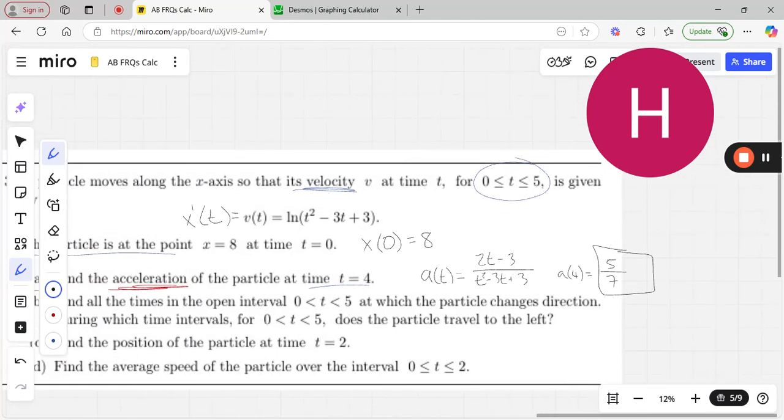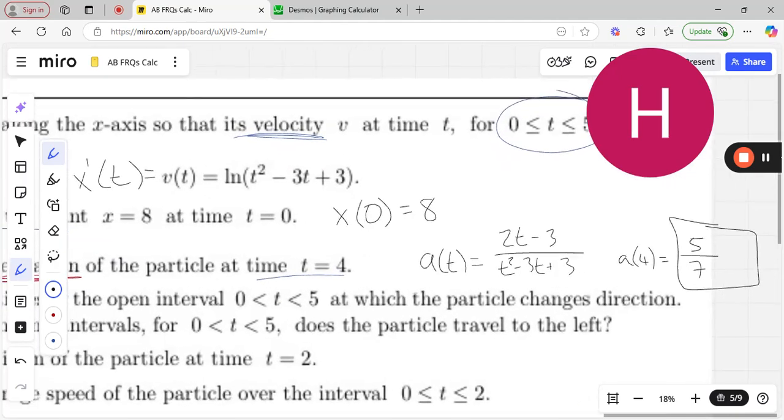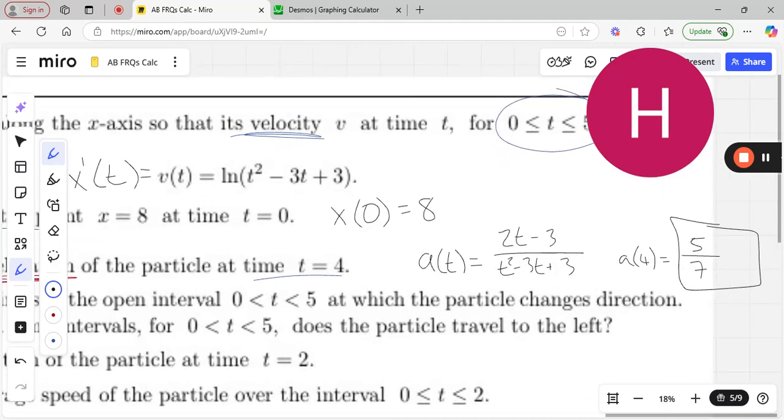Does it give us units? It doesn't give us units, so we don't have to put like meters per second squared or whatever. But that's what it'll be. You can double check it with Desmos, you know. Don't trust me.